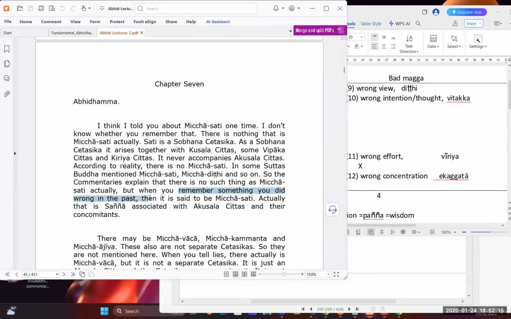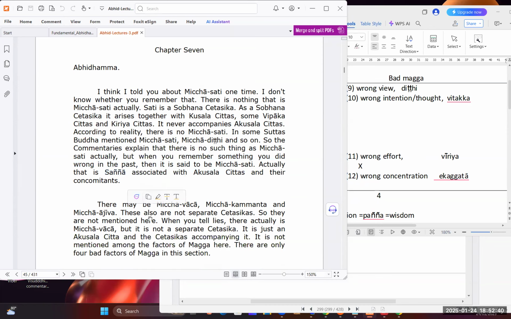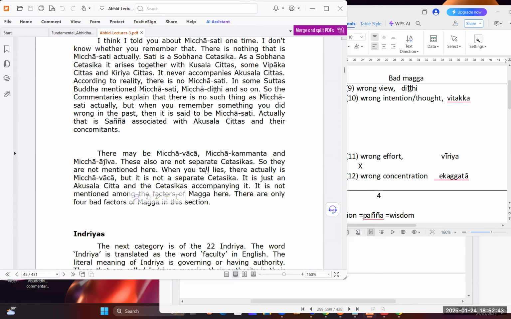But let's say you remember something wrong, okay? When you remember something bad, or whatever you did wrong, it's not sati, not miccha sati. Actually it's sanya. Sanya means perception. This perception is associated with akusala chitta. So anything to do with memory is actually not sati, it's the working of sanya, perception.